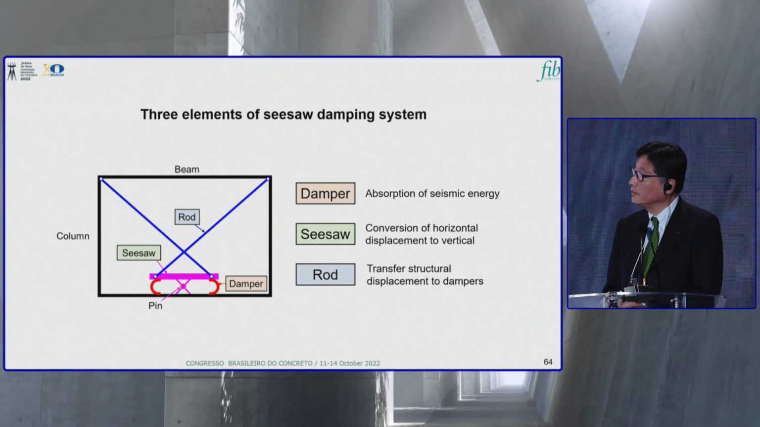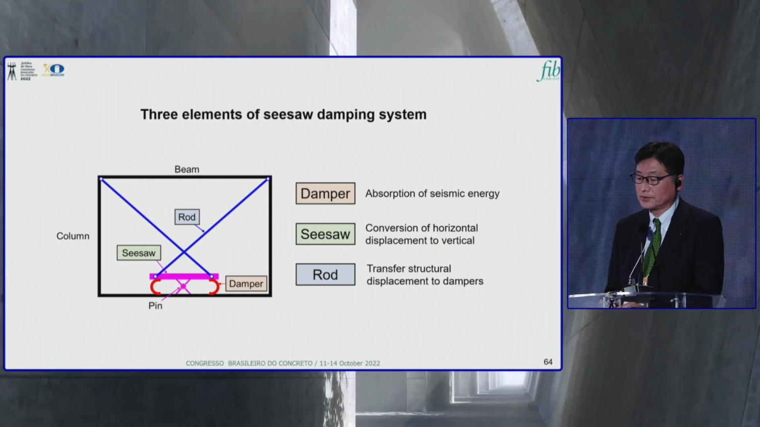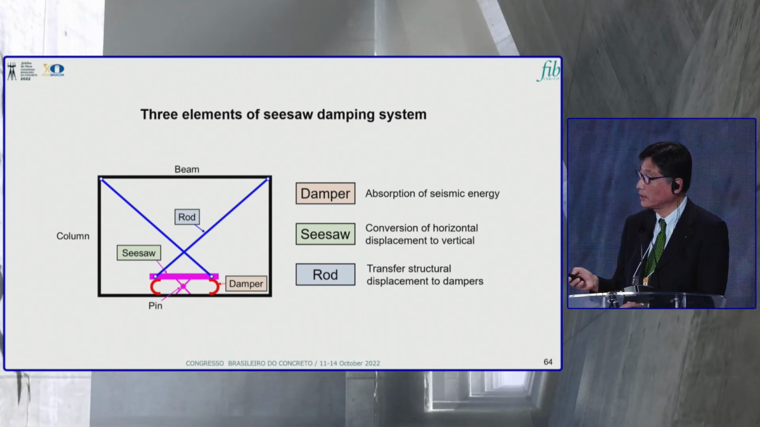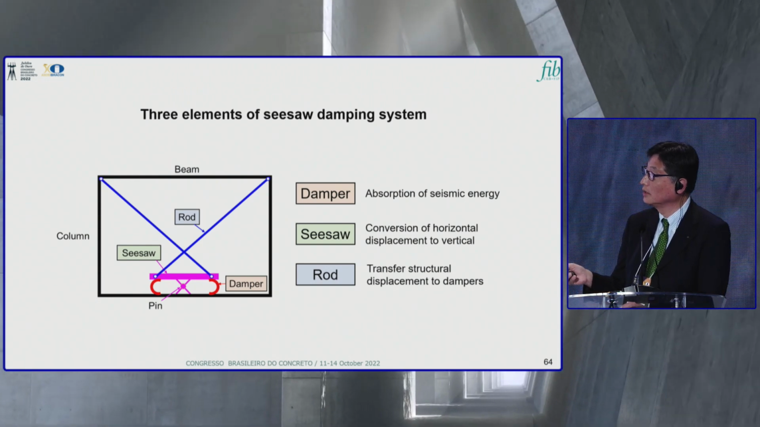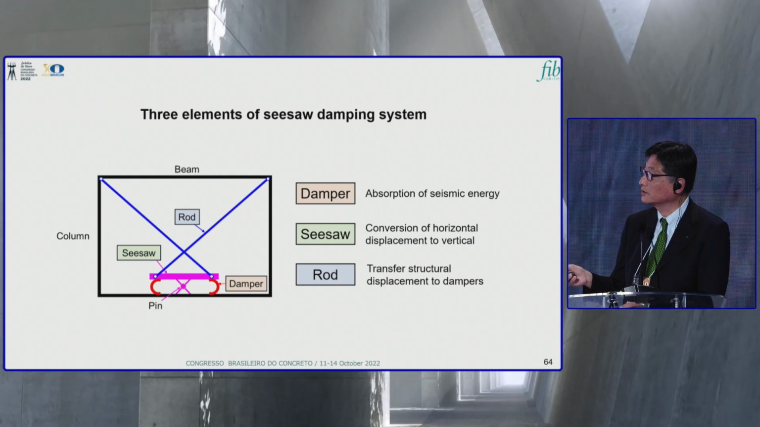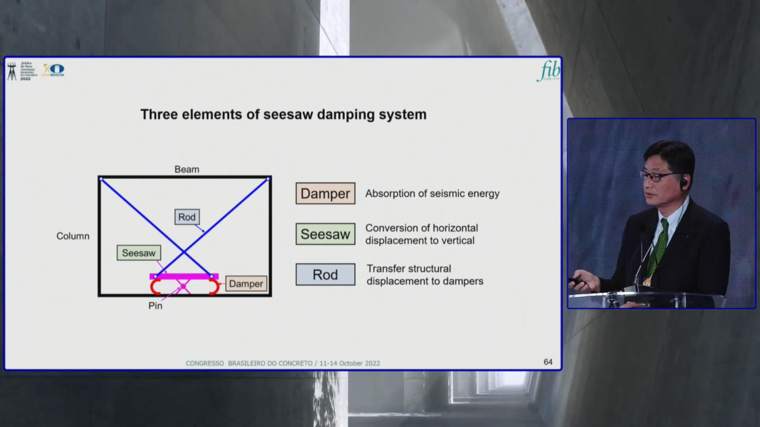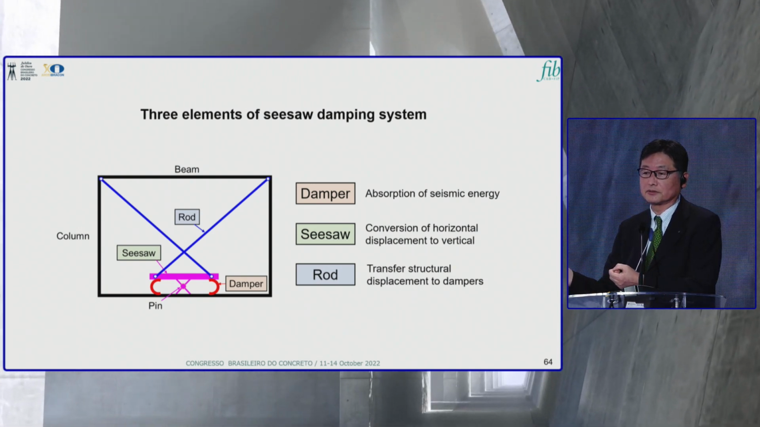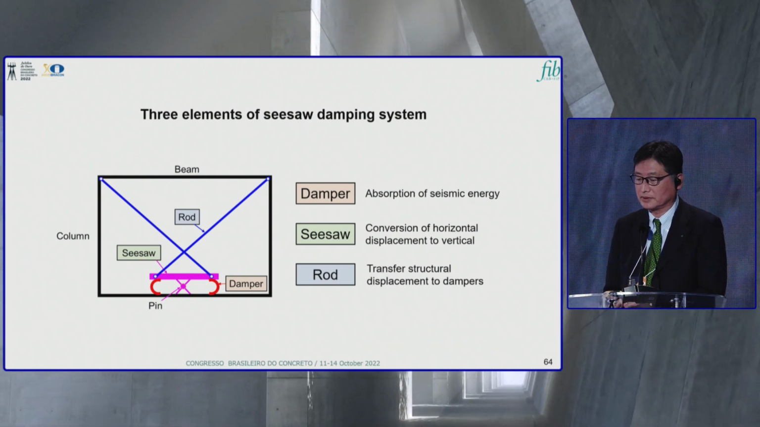And damping system. This is a very new damping system. We call it a seesaw damping system. And the mechanism is very, very simple. This is the damper, and this is a seesaw. We have a rod to transfer the horizontal displacement to the vertical displacement.